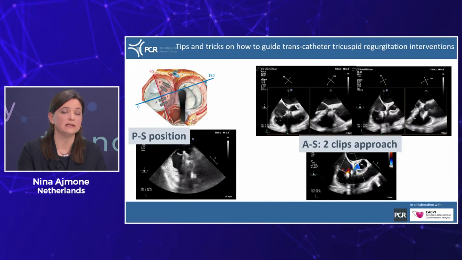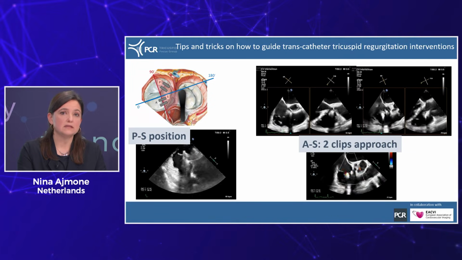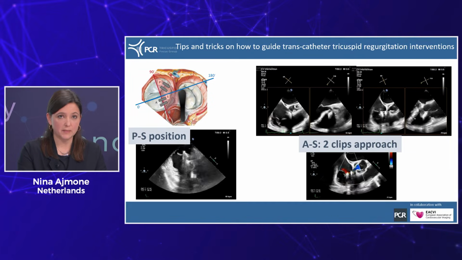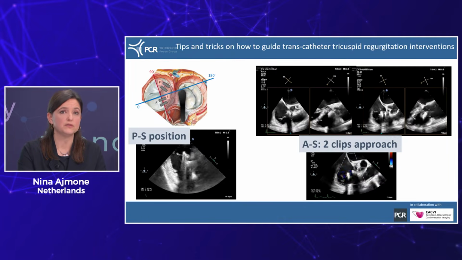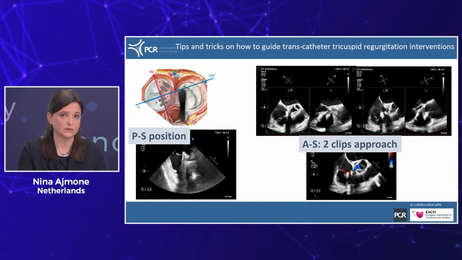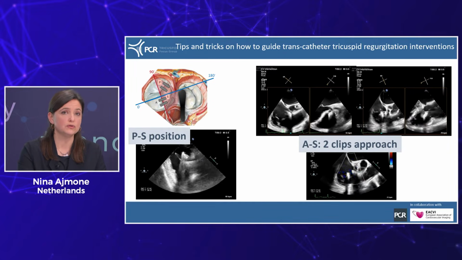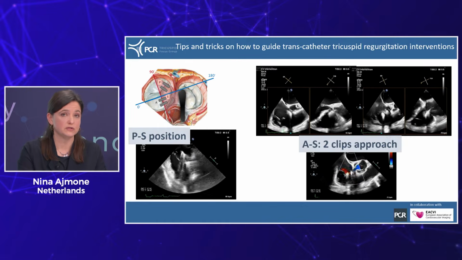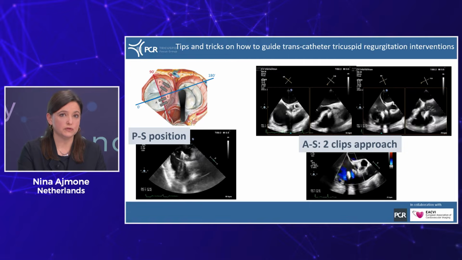Then we have to decide indeed where to put our clip. As you can see in the schematic on the left upper part, the targets for this kind of procedure are normally the anteroseptal, so the lower part where we can put 1 or 2 clips, but also posteroseptal could be an option. So once you identify where your leakage is, you will decide where you put your clip.